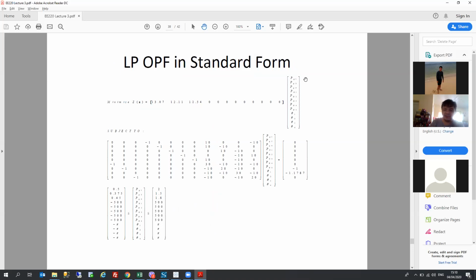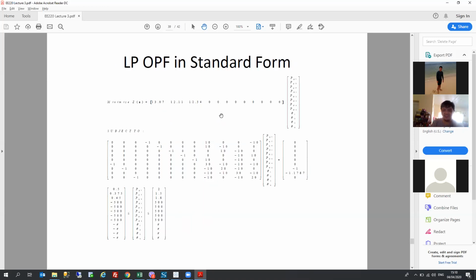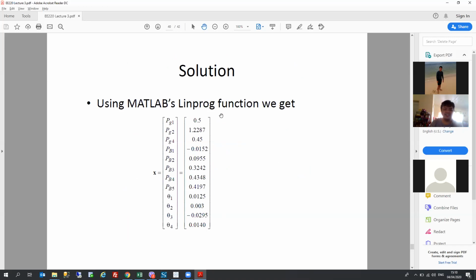Now this is your standard form. Ito yung A equivalent X. Ito, minimize the cost function Z of X. Ito yon, yung kanina. Subject to the A equivalent times X equals B equivalent. And your inequality constraint. Tandaan na, meron dyang, your branch, for example, P1 should be greater than or equal to 0.5, but less than or equal to 2. So may less than equal na notation yun, ha? Okay. So this is your equation. If we use linear programming in MATLAB, we will solve this value.